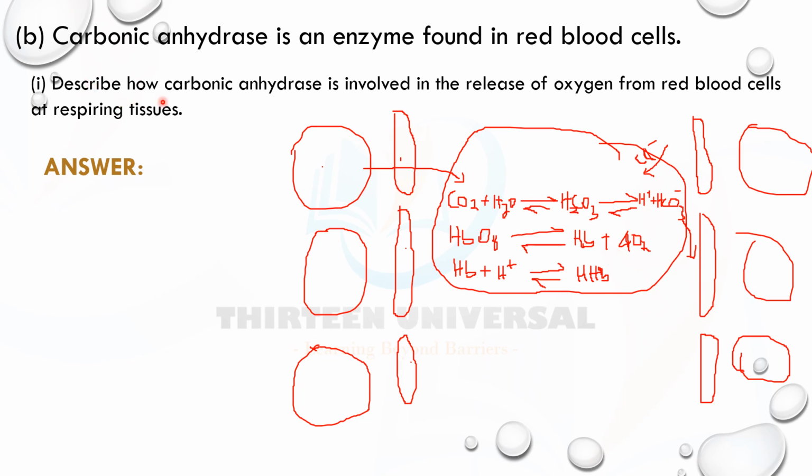It says, describe how carbonic anhydrase is involved in the release of oxygen from red blood cells. So you see, carbonic anhydrase catalyzes this reaction. Because they say describe, you go step by step: how does it release oxygen? So what happens with carbonic anhydrase, how it starts, is that it catalyzes a reaction between CO2 and water. It catalyzes this reaction to form carbonic acid. Carbonic acid then dissociates to form hydrogen ion and carbonate ion.